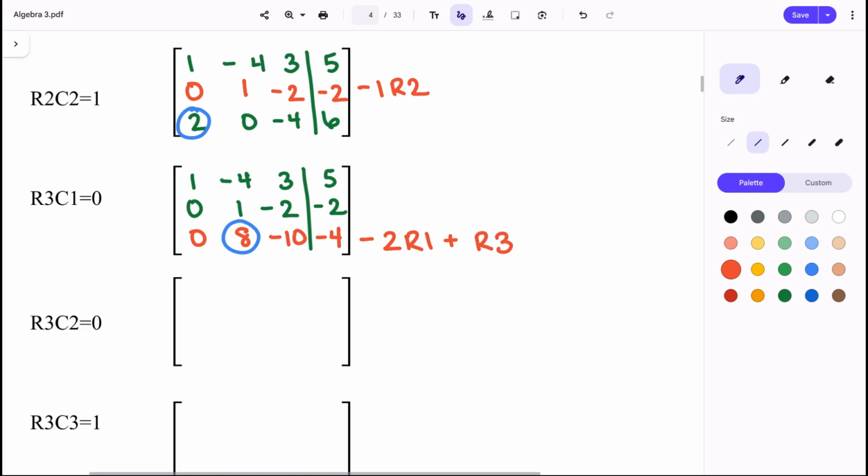So take 2 times row 1 and add it to row 3. Okay, so we're not doing anything to rows 1 and 2. So again, I'm just going to copy those down.